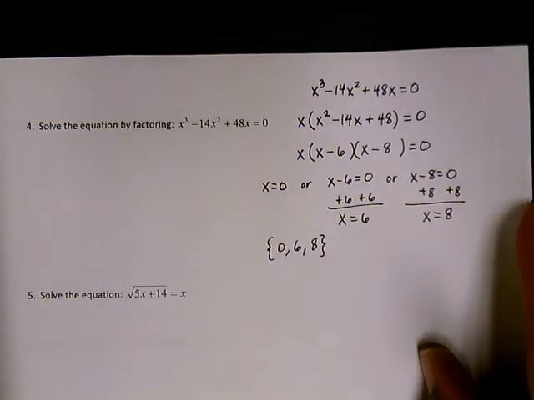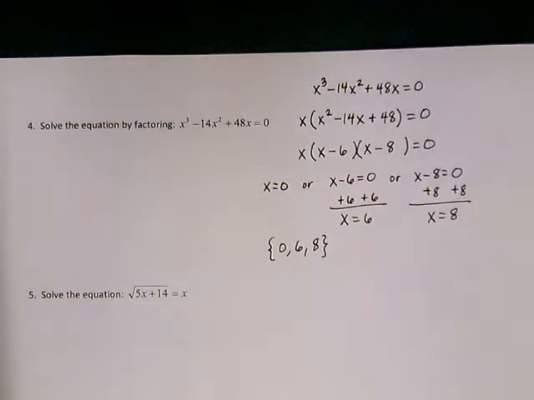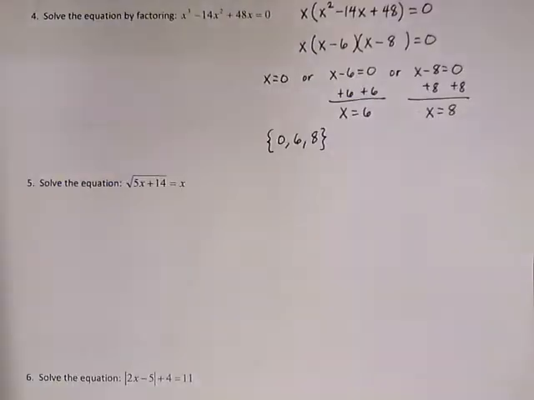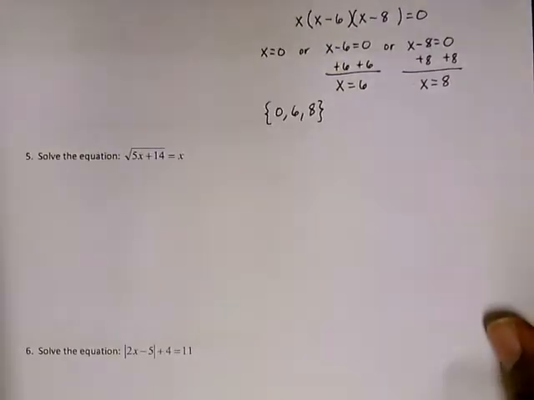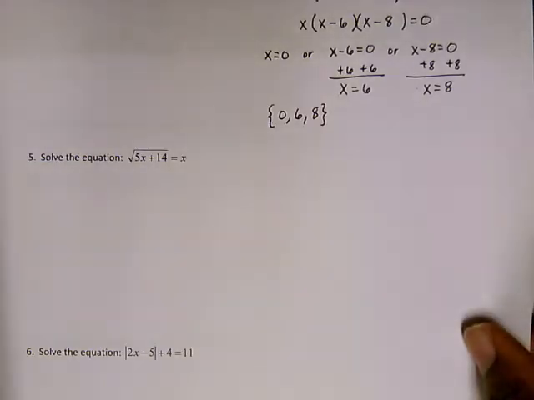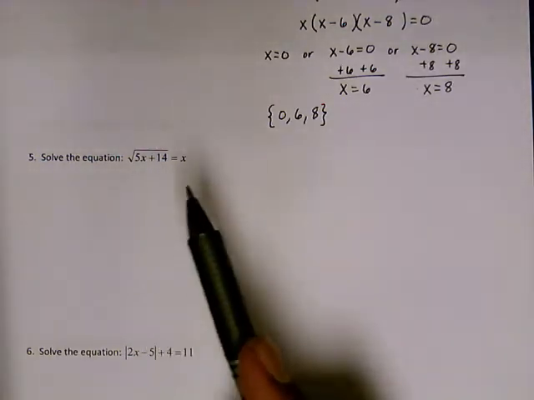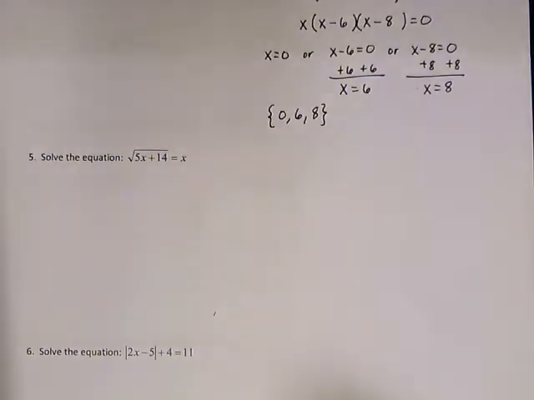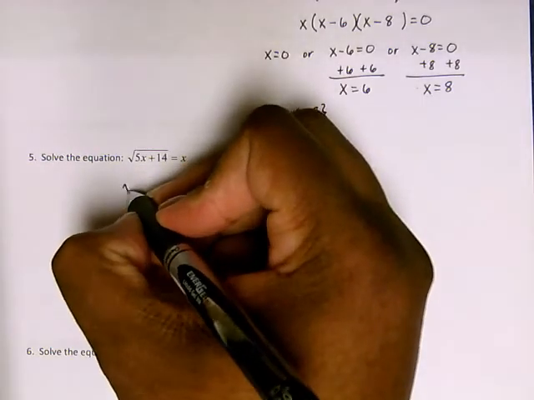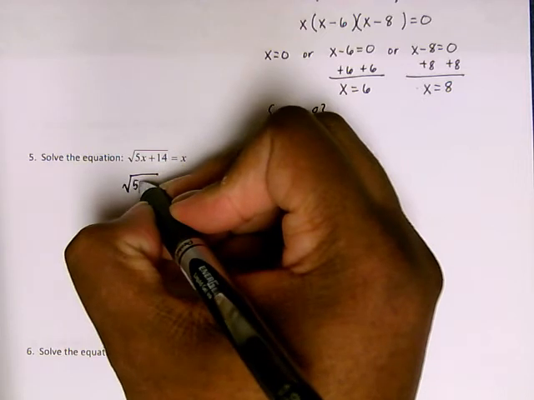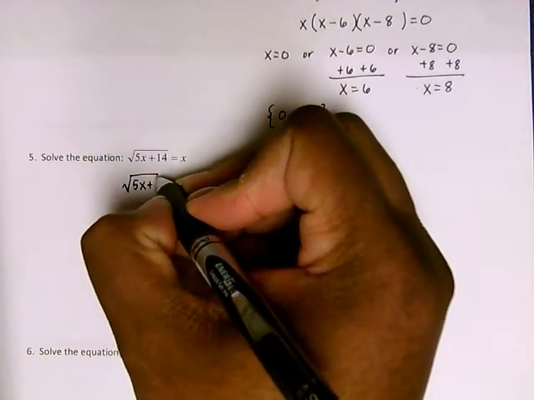All right, problem number 5. Here we've got a radical equation that we're going to solve. And this one you're going to have to do the check on the solution here. Here we've got the square root of 5x plus 14 equal to x.